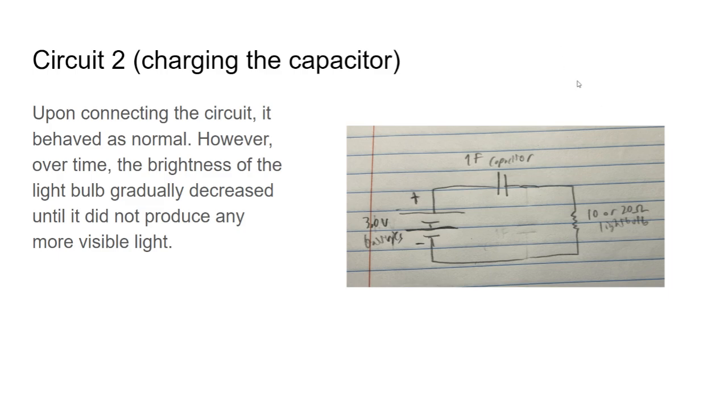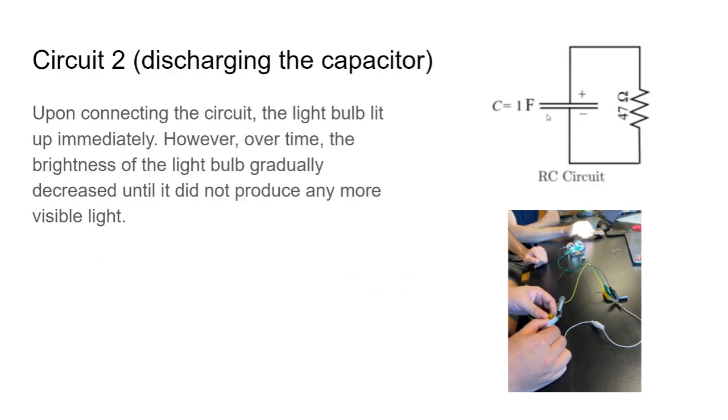This is our circuit to charge the capacitor. Upon connecting the circuit, it behaved as normal. However, over time, the brightness of the light bulb gradually decreased until it did not produce any more visible light. This is our circuit for discharging the capacitor. Upon connecting the circuit, the light bulb lit up immediately. However, over time, the brightness of the light bulb gradually decreased until it did not produce any more visible light.